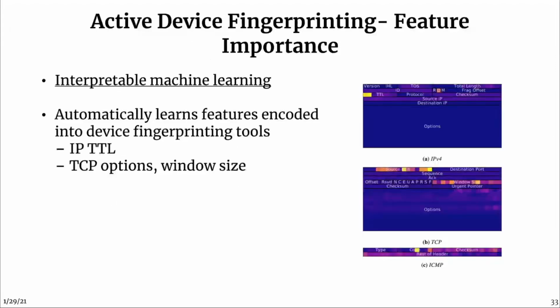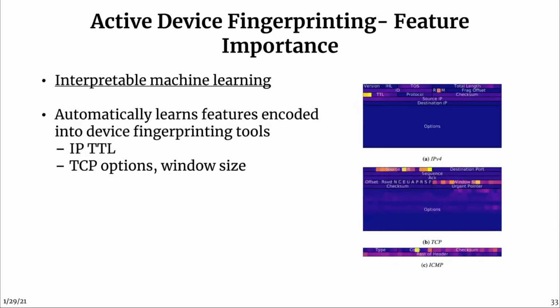Earlier, I talked about interpretable features because of nPrint. nPrint is unique in that it's interpretable at the bit level, right? So we can now probe our model and determine by its feature importance what it learned to distinguish the classes of routers or network devices and IoT devices.